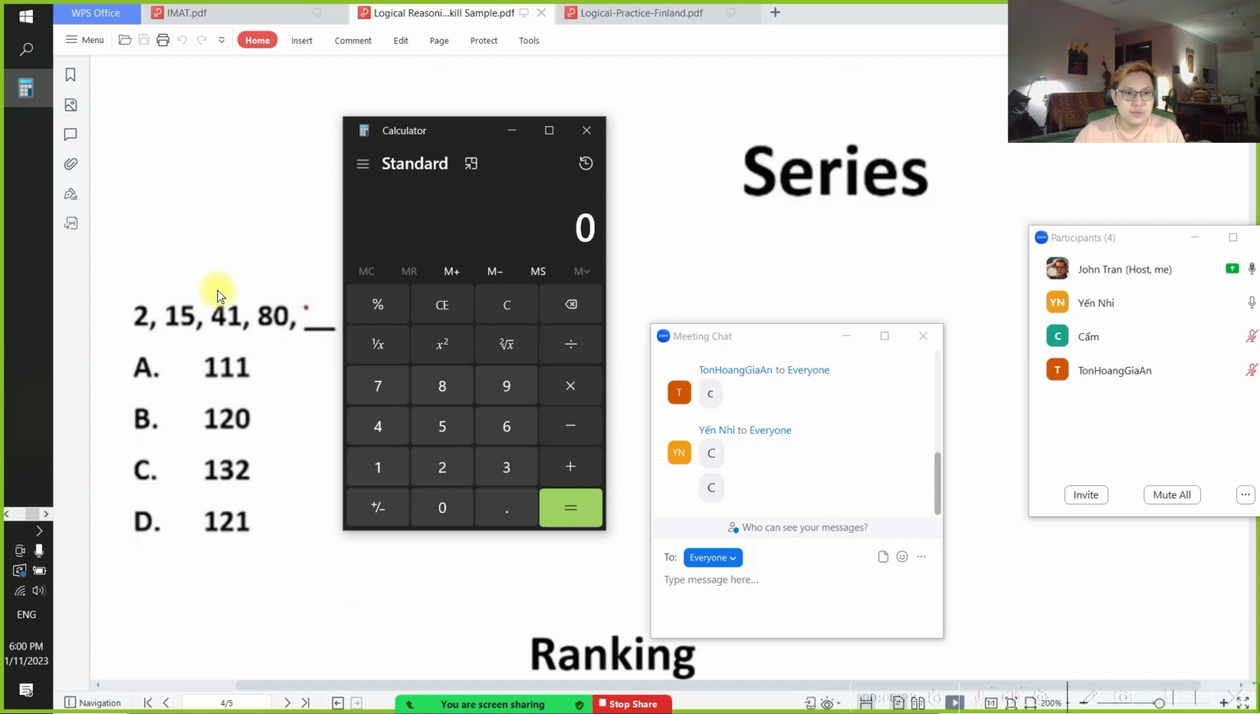Okay, so let's do with a calculator here. So, 2 plus 13 is 15. 2 cộng 13 sẽ ra 15. But 41 and 15, the difference is 26. Cái sự khác biệt giữa 41 và 15 là 26. Between 80 and 41 is 39. It means 13 times 3. 13 times 1, 13 times 2, 13 times 3. So, between the next number, it has to be 13 times 4, right?